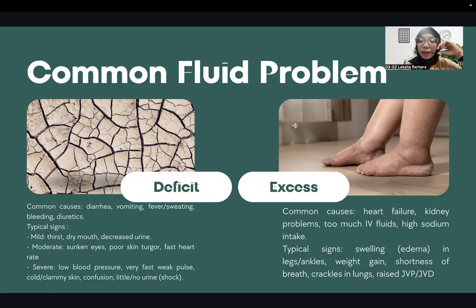On the other hand, in fluid excess, we will find swelling or edema in the legs or ankles, weight gain, shortness of breath, accumulation of fluid in the lungs, crackles in the lungs, and raised jugular vein pressure or jugular vein distension. The causes of fluid excess can include heart failure, kidney problems, too much IV fluids, and high sodium intake.